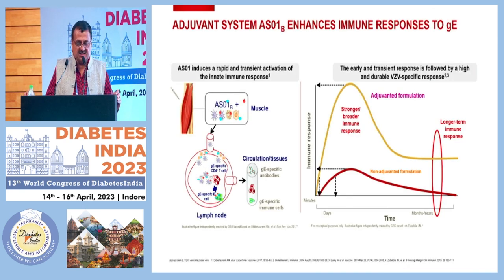Now, what is the adjuvant system? AS01B enhances the immune response to gE. This AS01 induces a rapid and transient activation of the innate immune response, and it will affect the muscle, and through the circulation and tissue, this will go to the lymph nodes. The early and transient response is followed by a high and durable varicella zoster virus specific response. Initially the stronger, broader immune response will be affected, and gradually the longer-term immune response will also be seen if you give this vaccine.